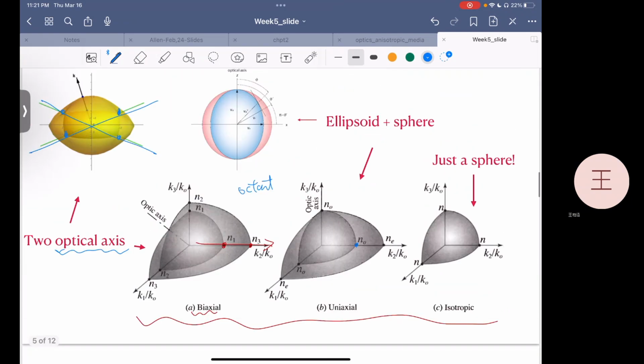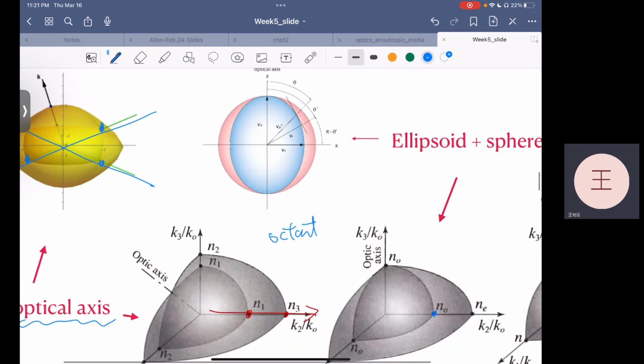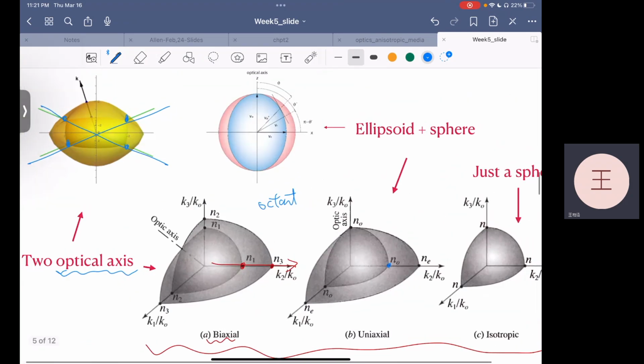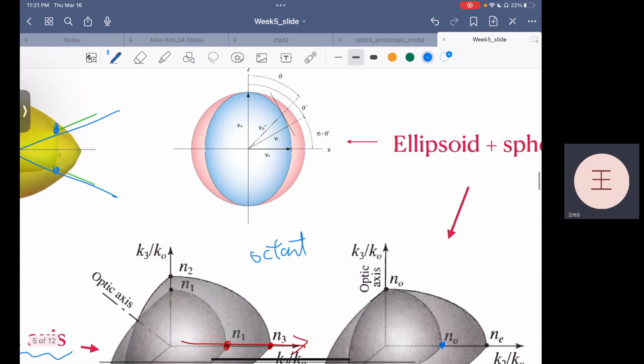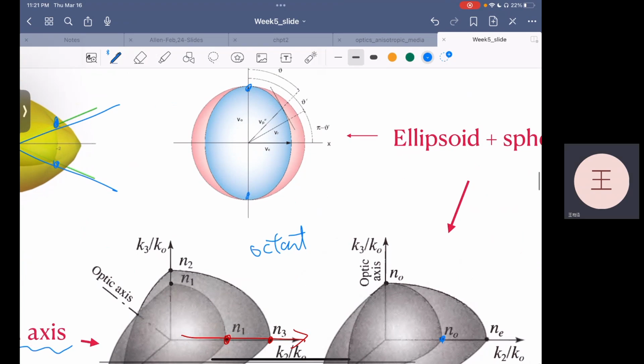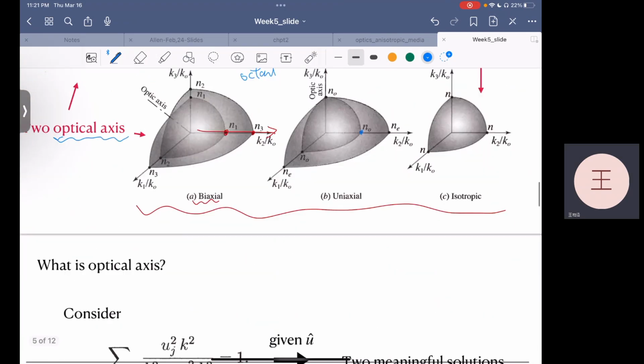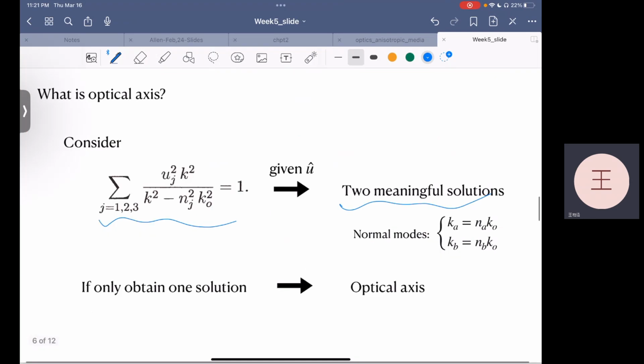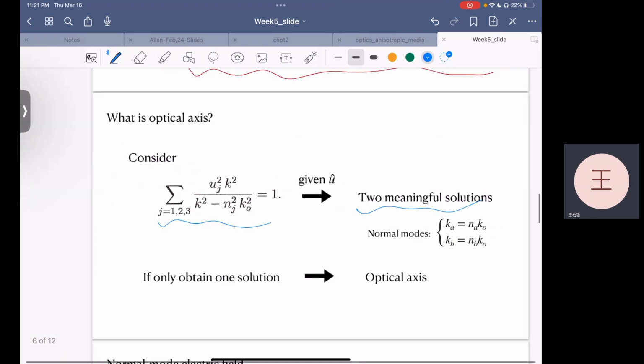Also, a quick reminder that there are 2 optical axes for the biaxial case, but only one optical axis for the uniaxial case. So, starting from the Fresnel equation for normal waves, given a direction u, we may find 2 meaningful solutions, which are the normal modes. But if we only obtain one solution, then that's the optical axis.